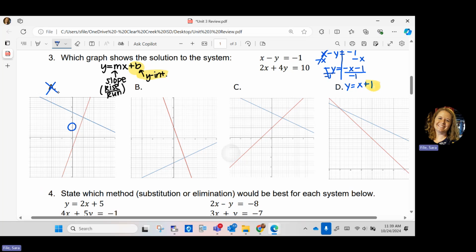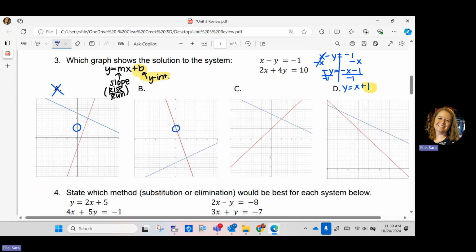Okay, here, this one has a y of 1, but then your slope should be a positive 1. This one has a negative slope. It's going down from there. So that's out. That's not it.